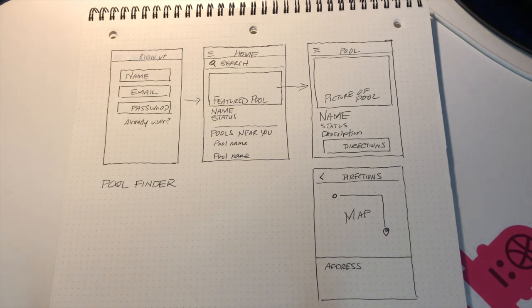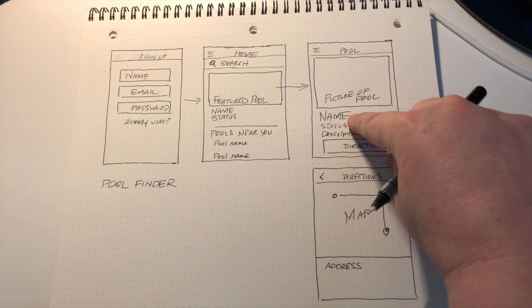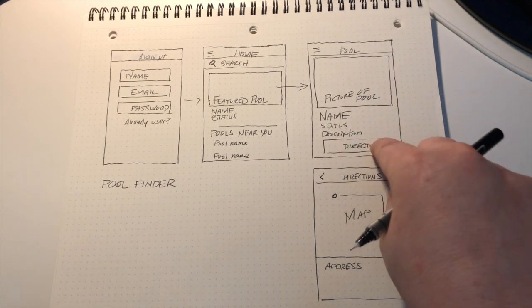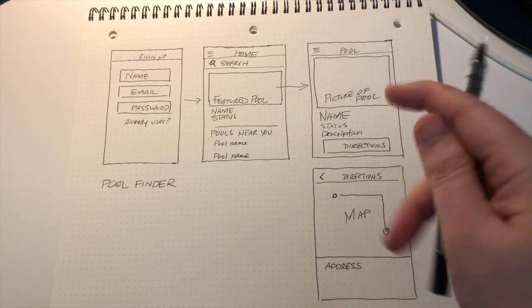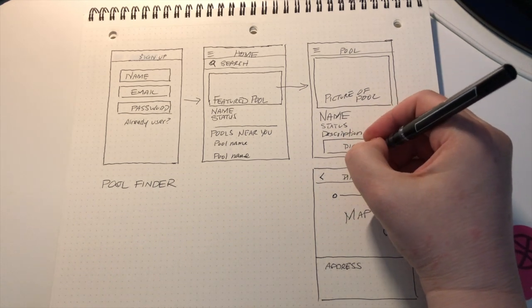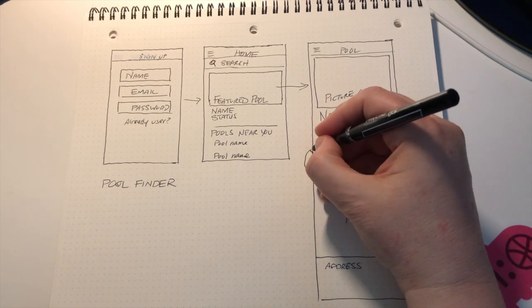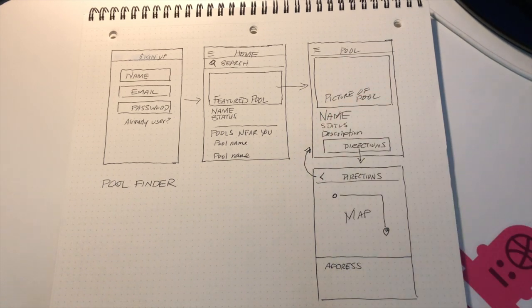It will go to the actual pool screen, which shows a picture of the pool, shows the name of the pool, if it's open or not, a short description, and then a button that gives us directions. And that directions button then takes us to the directions screen. And then this back will take us back to that screen right there. And so this is how we do this.